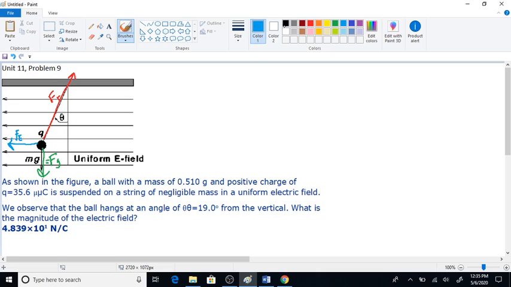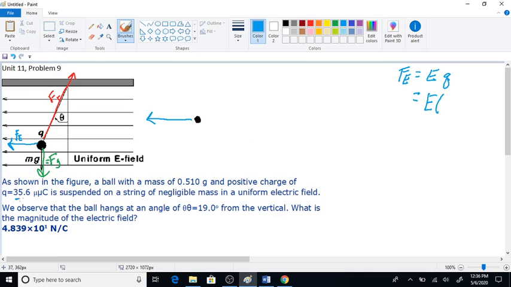I'm going to redraw this right here with some small modifications. FE is equal to EQ. The force due to the charge in the electric field is just the product of the two. Our E is not known. That's what the question is asking for. But we do know Q.